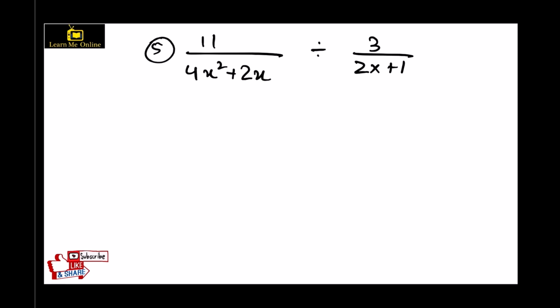So we need to do the factorization. Whenever we see a quadratic expression, we need to do the factorization there. So 11 over, can we do any sort of factorization with them? What can I take as a common factor from them? So with the numbers, I can take 2.